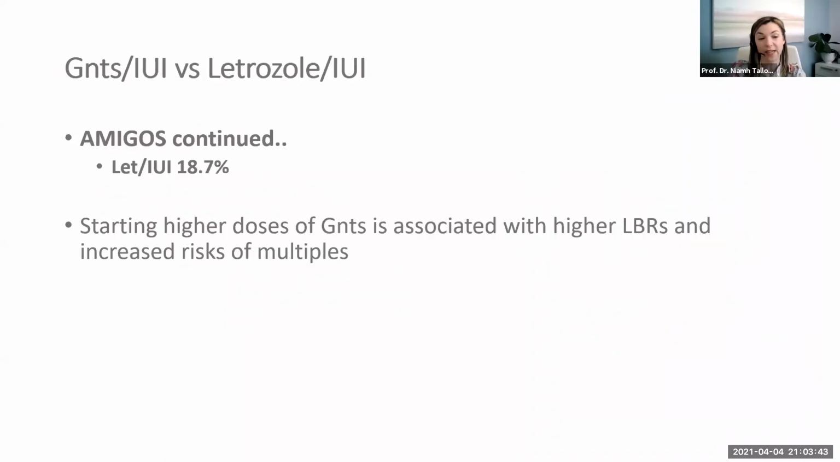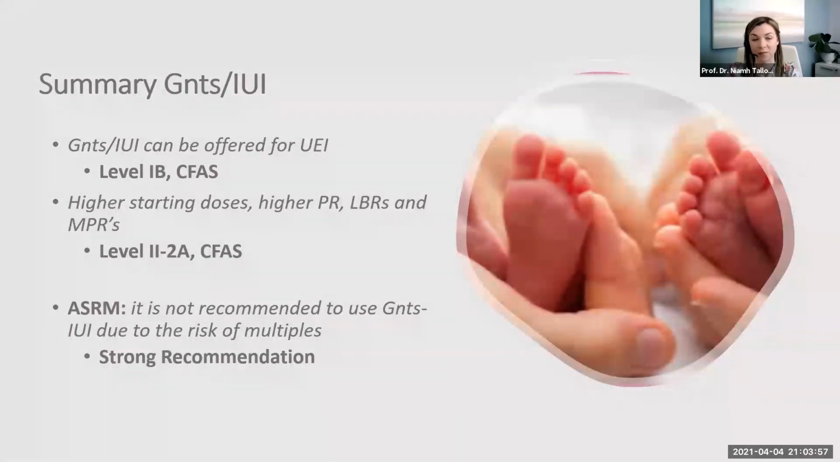But if you look at AMIGOS and you continue to compare it to letrozole IUI, it's still reasonable pregnancy rates with letrozole. But what you should take home from this is if you start with higher doses of gonadotropins, you're going to have live birth rates that are high, but also really high risks of multiples. And so the summary with this is you could offer gonadotropins with IUI, and that would be the Canadian look at things. The higher the doses, be careful because you're going to get greater risks. And ASRM says it's not recommended to use gonadotropins with IUI due to the risk of multiples. So in unexplained infertility and their treatment algorithm from the States, they're like, just avoid gonadotropins altogether.